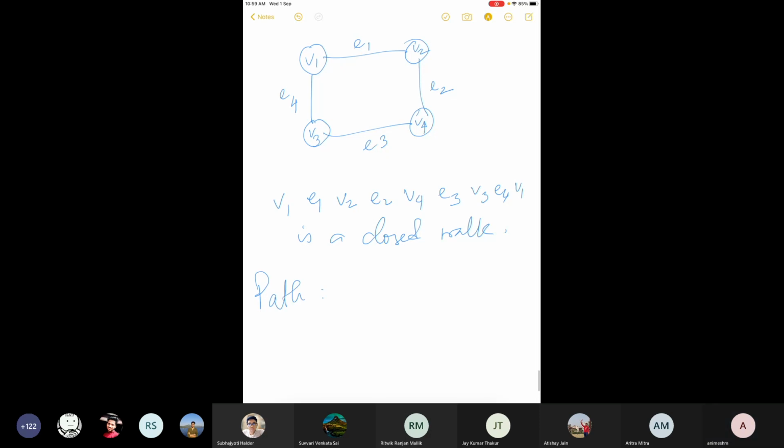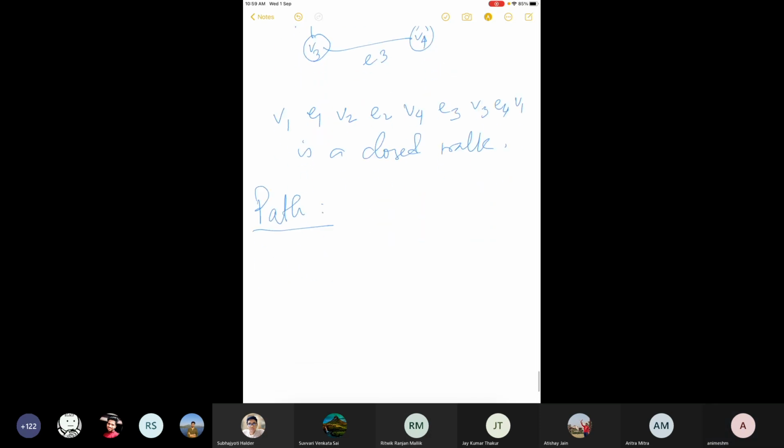Path. An open walk in which no vertices are repeated.